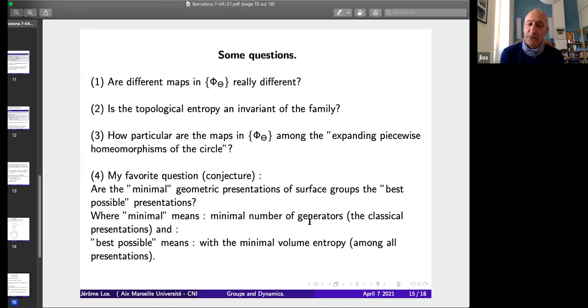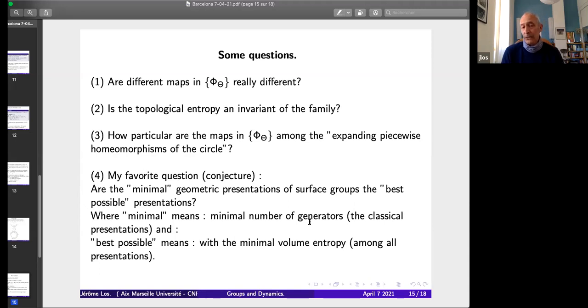And here is my favorite question, which I would call a conjecture. You see, we made a connection between volume entropy and topological entropy. And as many of you probably know, when you have topological entropy in a class, it's natural to look at the minimal topological entropy on that class. And usually the minimal topological entropy should have some very strong properties. So if the minimal entropy is realized, the map that realizes it needs to have some very strong property.